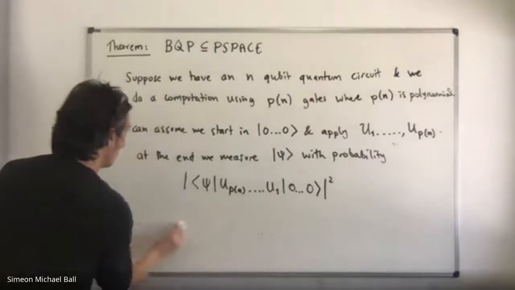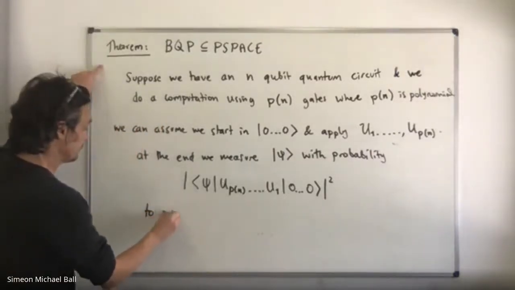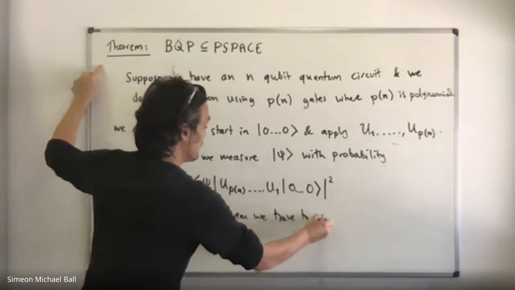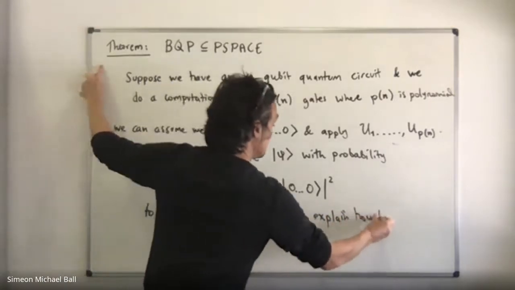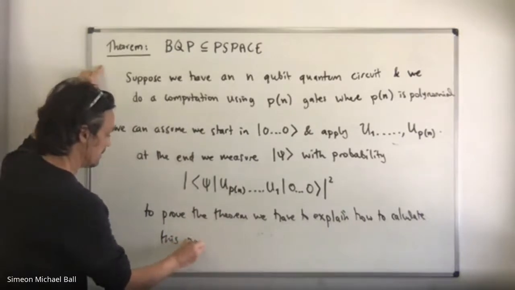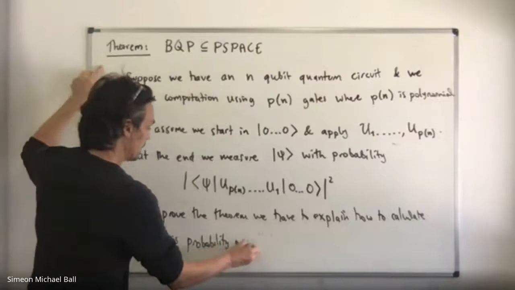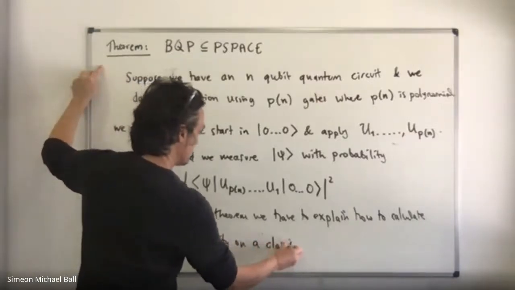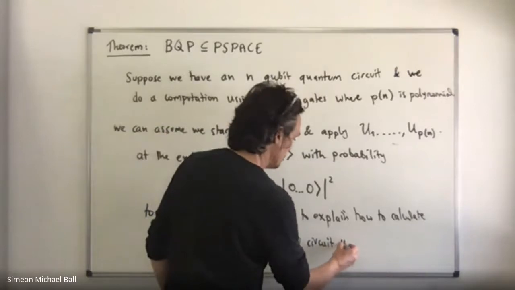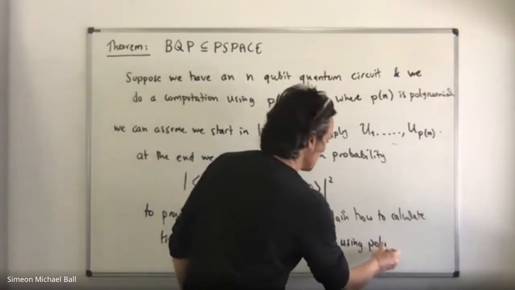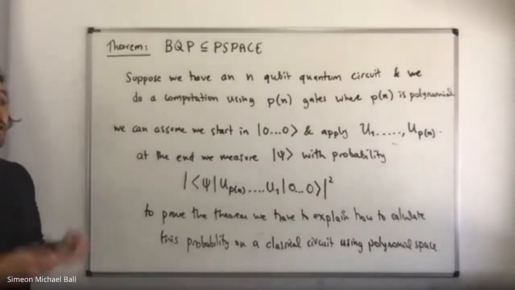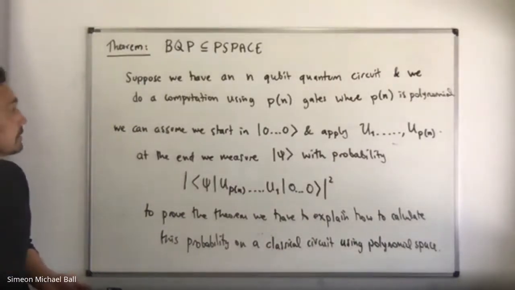Okay, so to prove the theorem, we have to explain how to calculate this probability on a classical circuit using polynomial space. Okay, so we're only allowed to use polynomial space, but it doesn't matter. We're no longer concerned with how many calculations we have to do.